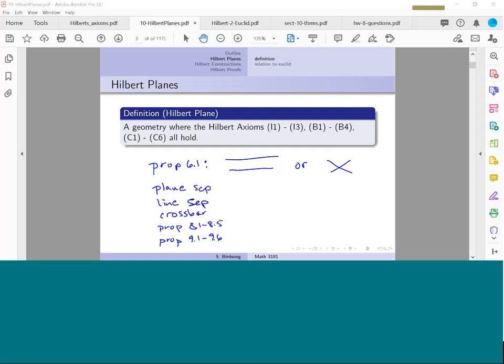All right, so definition of a Hilbert plane. Have a geometry where your incidence axioms, betweenness axioms, and congruence axioms all hold, and then you get for free all of the resulting propositions that we've talked about previously.